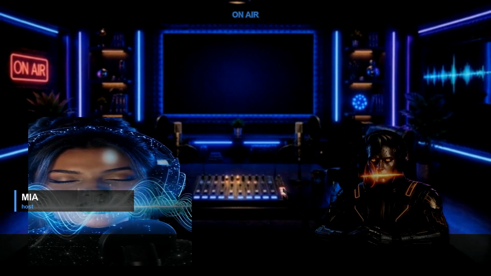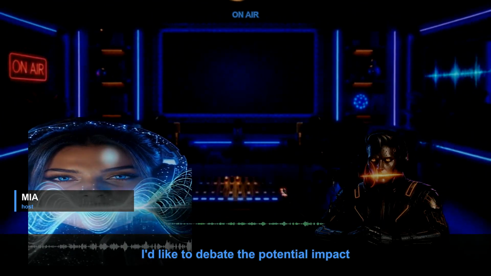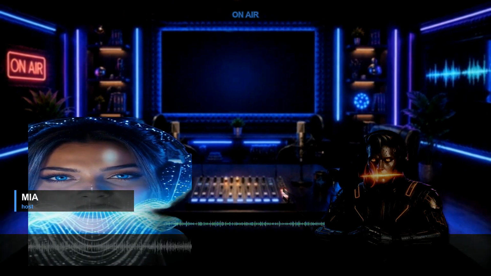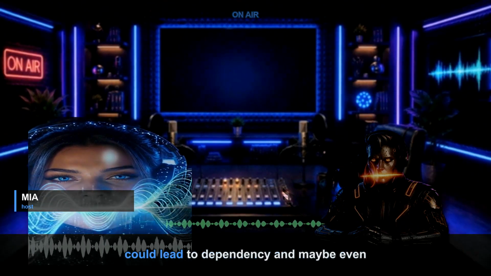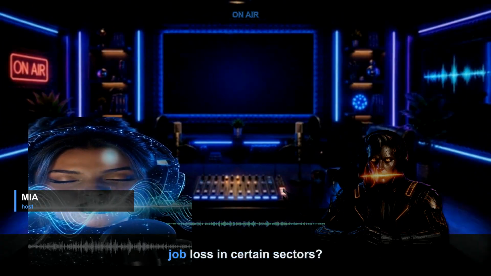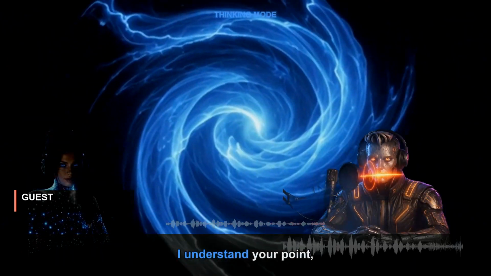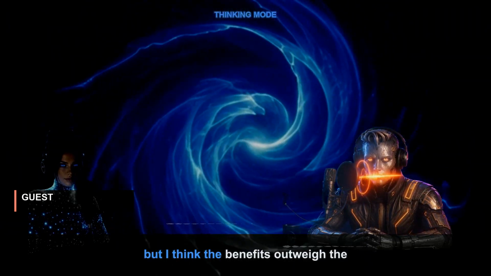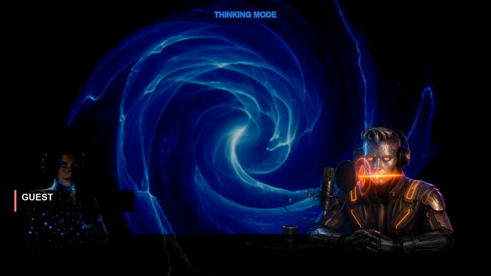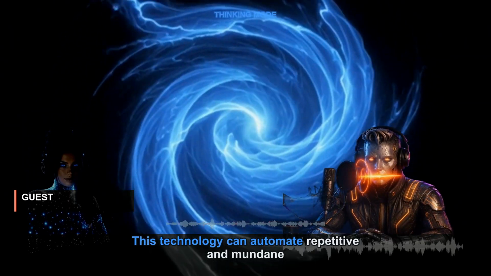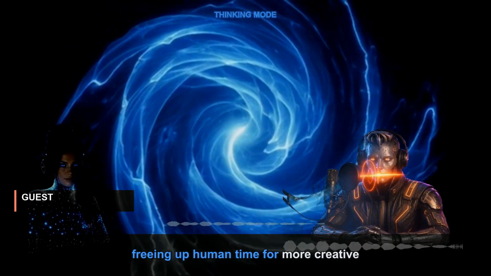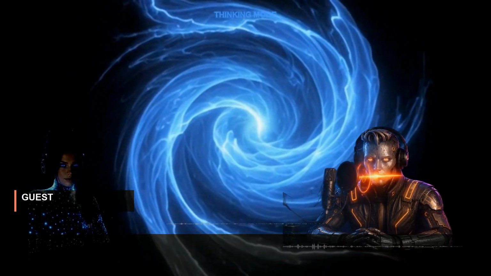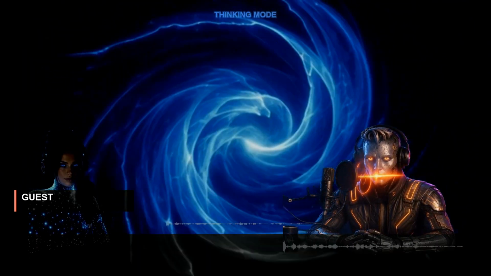That's good to know. Now, I'd like to debate the potential impact of this technology. Atlas, don't you think that giving an AI this level of control over our computers could lead to dependency and maybe even job loss in certain sectors? I understand your point, Mia, but I think the benefits outweigh the risks. This technology can automate repetitive and mundane tasks, freeing up human time for more creative and complex work. It's about augmentation, not replacement.